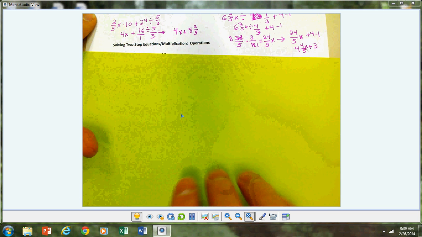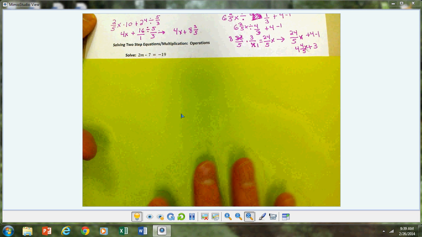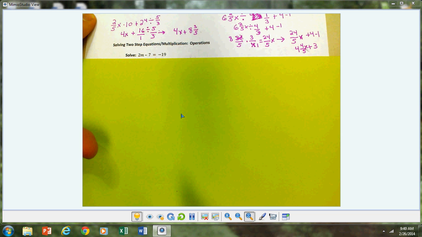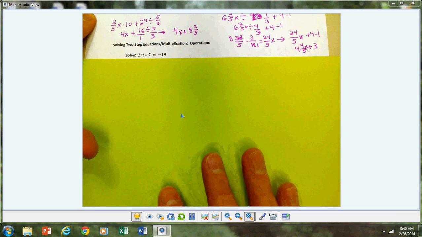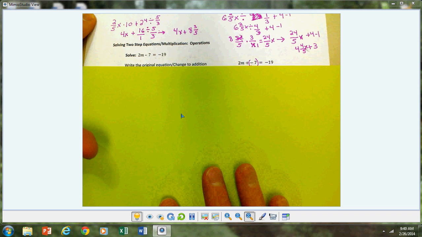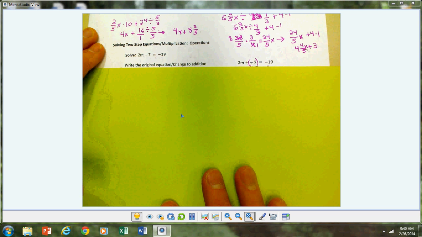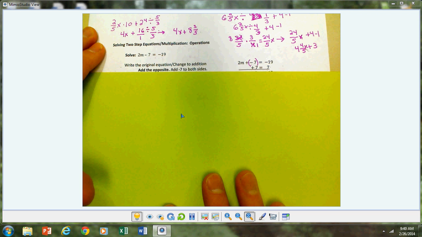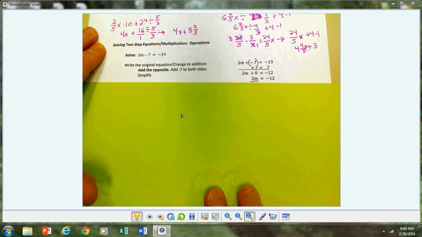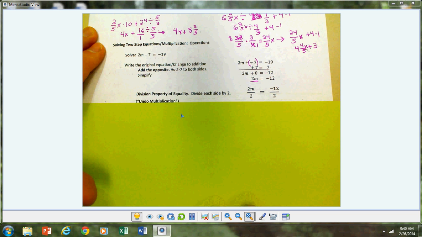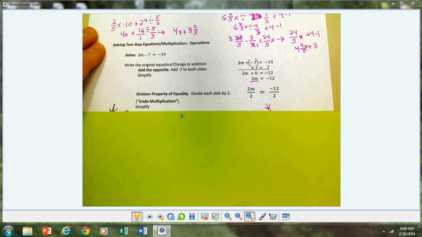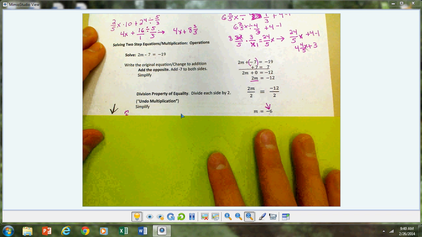Now to solve our two-step equations, you've done some of this already before. We have 2m minus 7 equals a negative 19. With that, first thing we need to do is add the opposite. So we write the original equation, change it to addition, and then add the opposite to both sides. So now we have 2m plus 0 equals negative 12. From there, we then use the division property of equality and divide each side by 2. So we're reversing that multiplication that we were doing before. We come up with m equals negative 6.